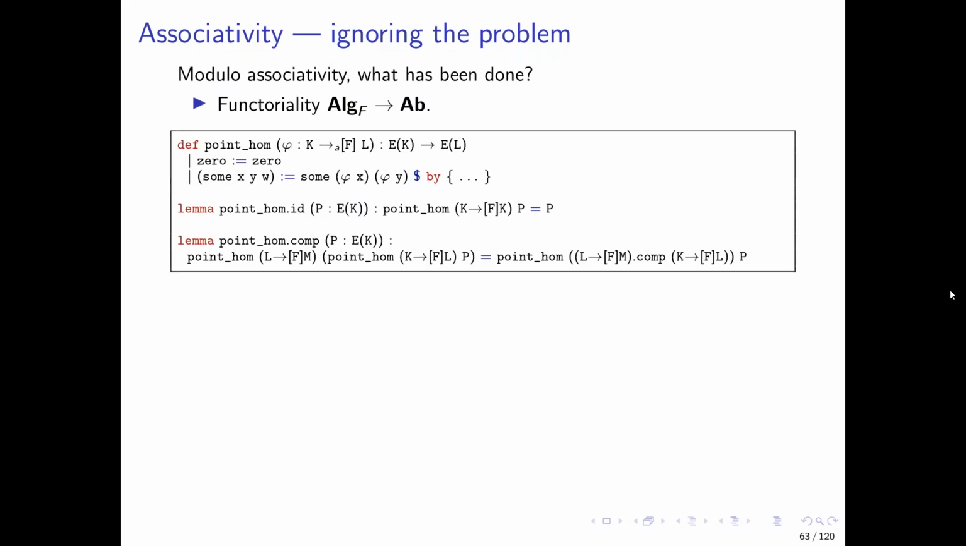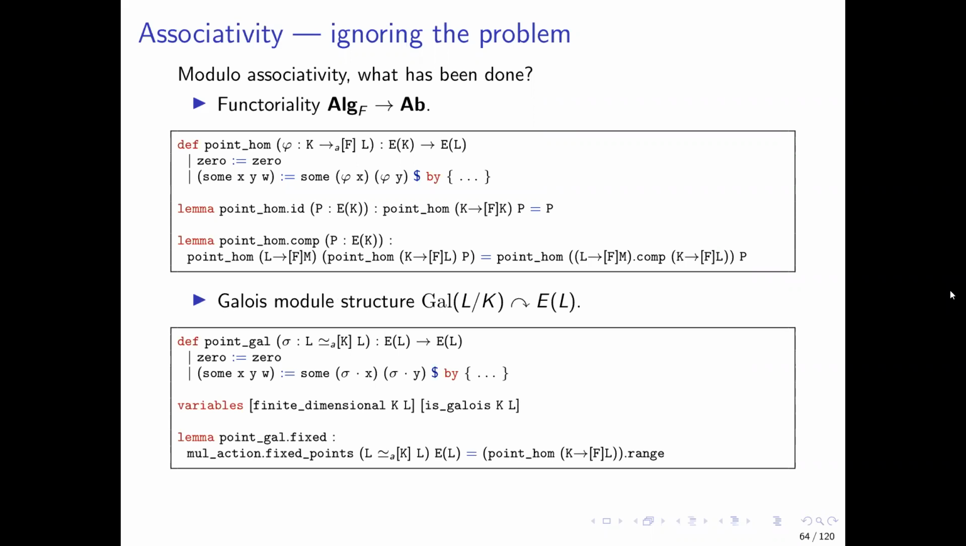Then you can actually do a bunch of other things if you already assume that it's a group. I've already proven that this association from F-algebras to abelian groups is functorial. So I can define a homomorphism for each map of F-algebras. I can get a map of abelian groups going that way, and it respects the identity and composition laws.